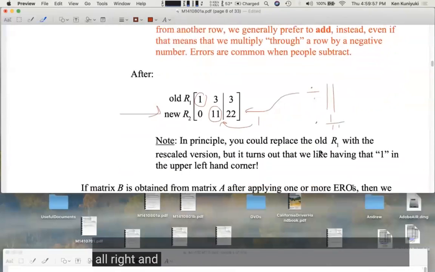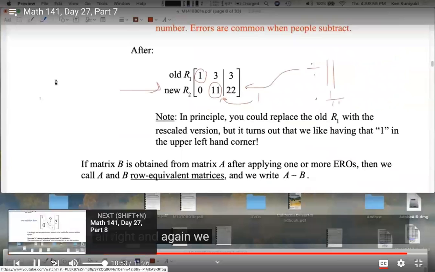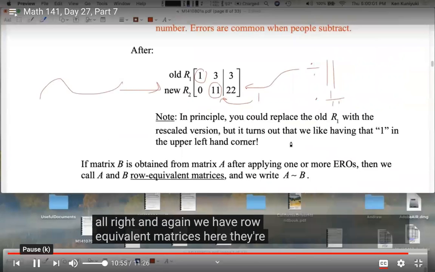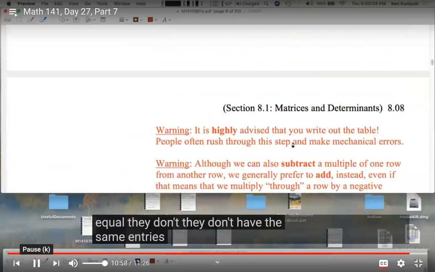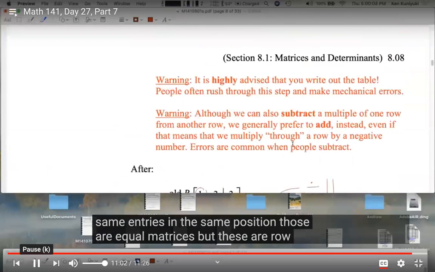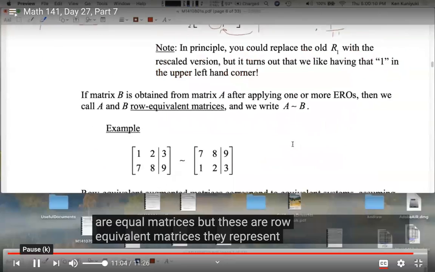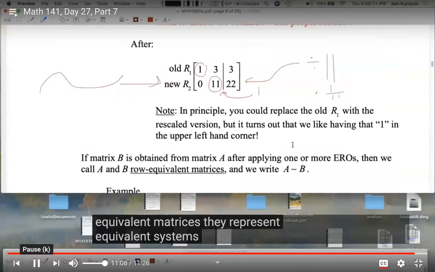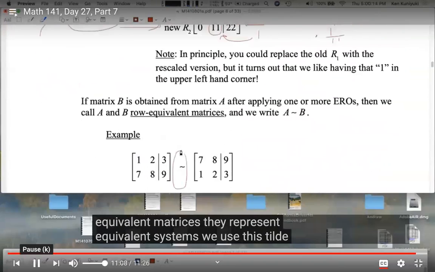All right. And again, we have row equivalent matrices here. They're not equal. They don't have the same entries in the same position. Those are equal matrices, but these are row equivalent matrices. They represent equivalent systems. We use this tilde.